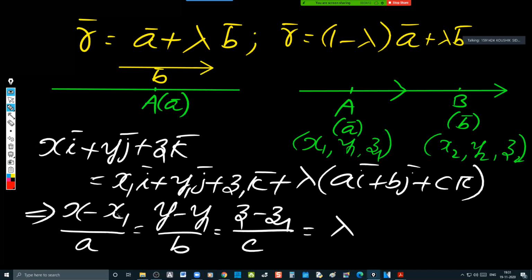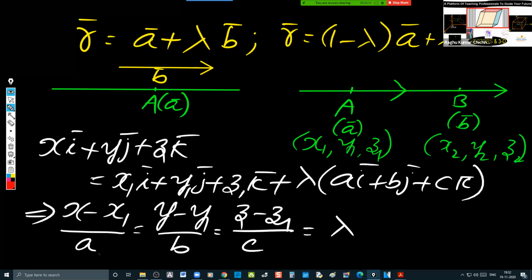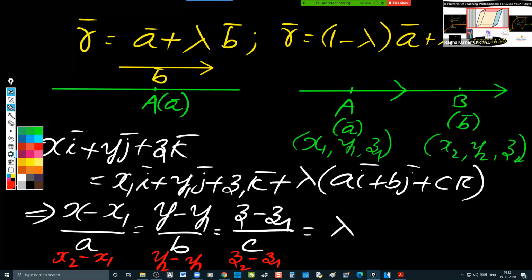So x2 minus x1, y2 minus y1, z2 minus z1. If it is passing through 2 points, the denominators will simply be replaced by x2 minus x1, here y2 minus y1, here z2 minus z1. That is the only difference. These are the two different forms of a line in three-dimensional form. This is called parametric form. Why is it said to be parametric form? There is a parameter defined there. What is the parameter defined there? Lambda. Lambda is the parameter. So this is called parametric form.